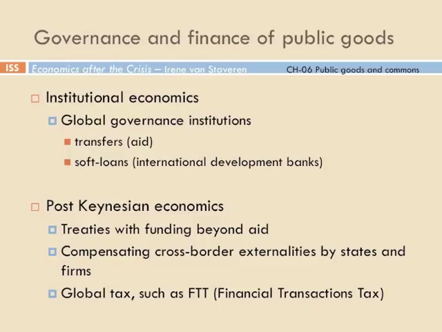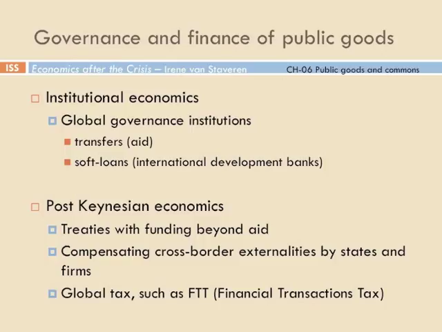Institutional economics looks at global institutions as those who should initiate and coordinate and organize public goods at the global level. Think about the United Nations, the World Bank, and other global organizations.